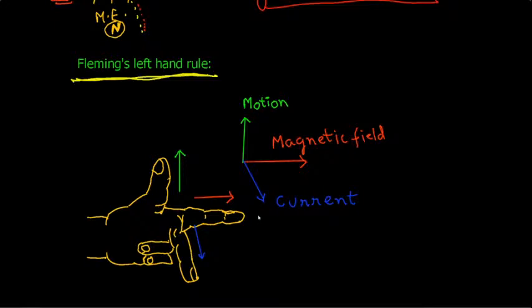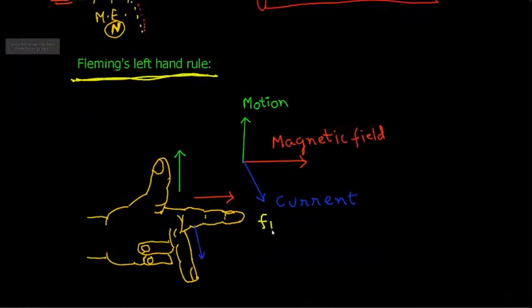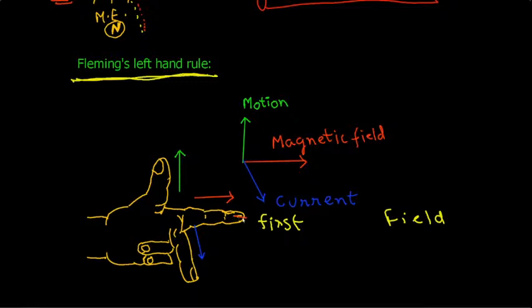We first of all know this is our first finger. When you have kept your left hand like this and it's facing out, this is the first finger. F for first, F for field. So you should remember that this first finger is going to point towards the field, which field? The magnetic field.